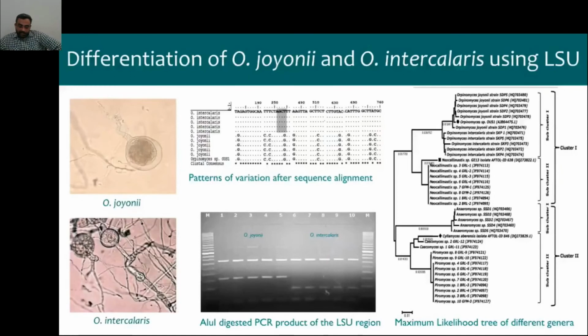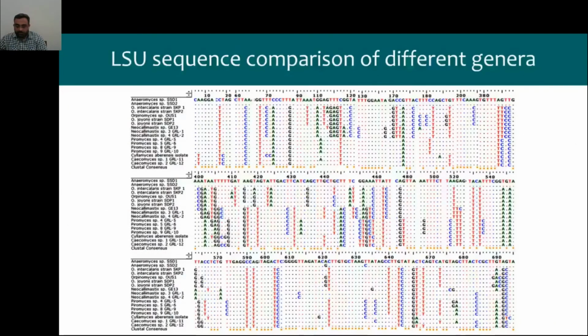fungi, and the same holds true even for a recently published new species of Anaeromyces, wherein two distinct clusters were produced by the LSU region. So this is just a representation wherein whatever sequences we had, we aligned them over their length. Even though there is a lot of similarity, there were enough variations within these sequences in case of different genera and even species.